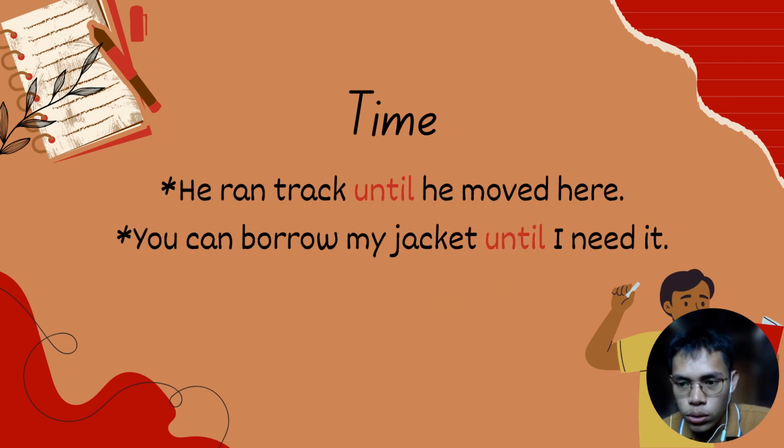Next, when we want to state that one action stops when another one begins, we use until. For instance, he ran track until he moved here. So meaning he stopped running track when he moved here. Another example is you can borrow my jacket until I need it. So it means that you must stop using my jacket when I need it.